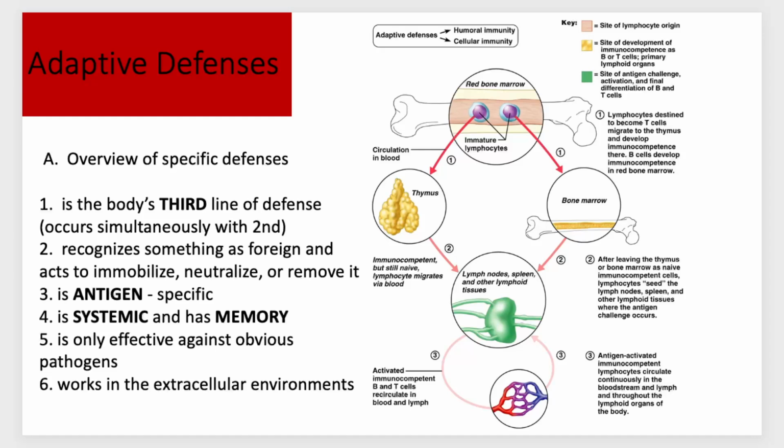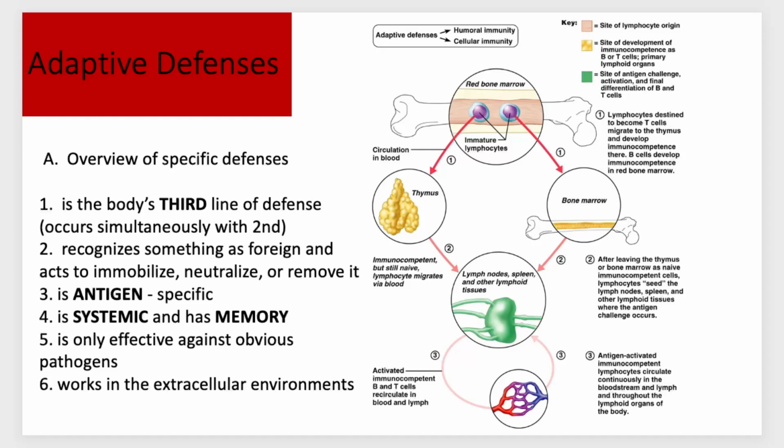So it recognizes something as foreign and acts to immobilize, neutralize, or remove it. And it is specific. So the antigen that is presented, the foreign particle, our bodies make antibodies that can attach to those antigens so they can be targeted for destruction. Because we make specific antibodies for specific antigens, our bodies can remember through memory cells the antibodies that were made to fight off a previous infection.